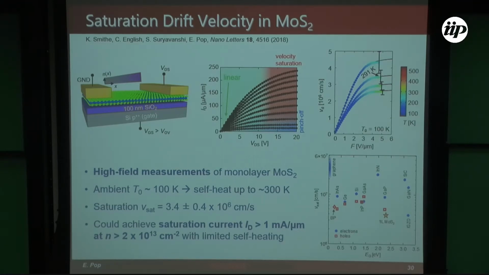But there's a silver lining to this kind of disappointing result, and that silver lining is that the saturation current could still be more than 1 milliamp per micron if we could push the carrier density reliably above this number. This number is actually not that scary, 2 times 10 to the 13. This is maybe more difficult. We have to remove the heating because we realized, boy, this is all limited by heating. All these IV curves, it's all limited by heating. So we can't really push the current to higher values right now, not in my lab right now.